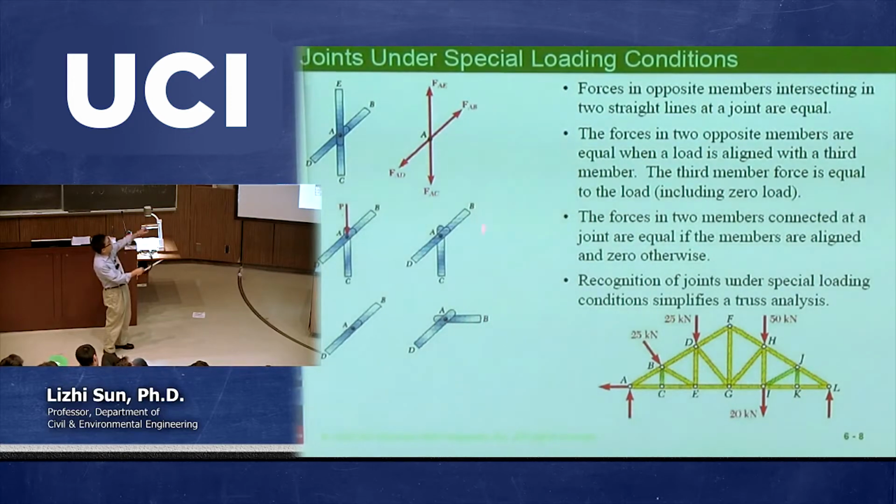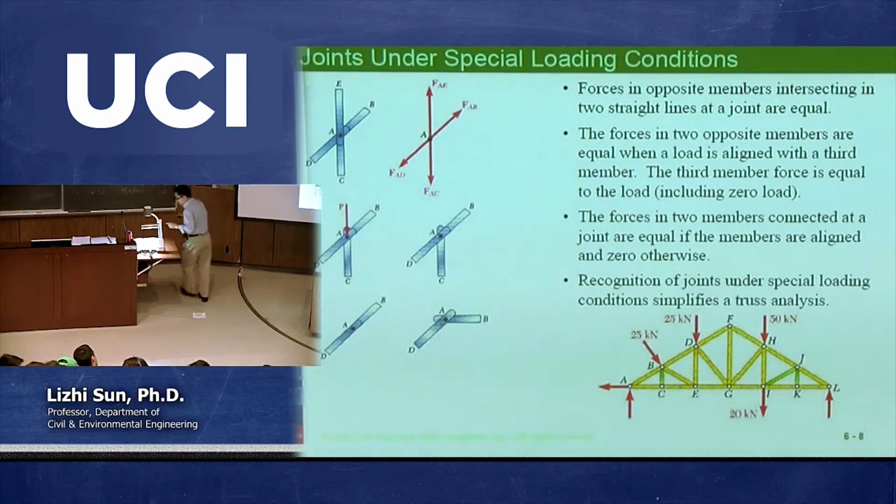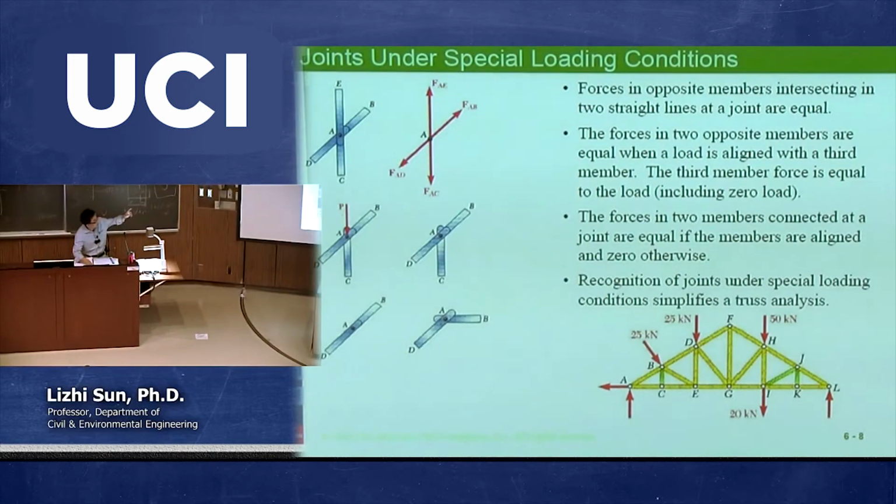After I'm done with this one, I'm going to move to this one. This is similar, but there are 3 members connected to a point or joint A. If any 2 of these 3 are in one line, in other words, the angle between 2 of these members is 180 degrees, then the third one must have 0 force. It's called 0 internal force. So I'm going to demonstrate these 2 cases, and then I will extend to some other cases. I need to switch to the overhead projector just to show you why we have these conclusions.